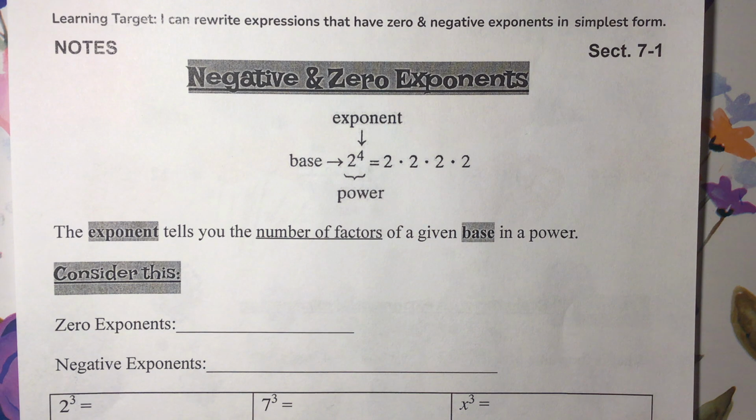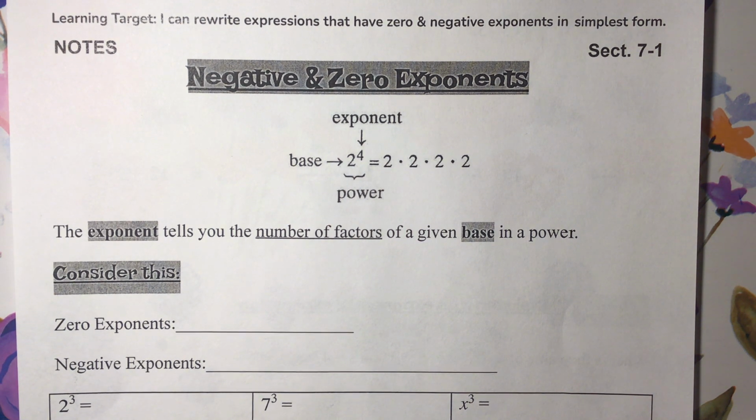We are moving forward out of Chapter 6 and into Chapter 7. We are in Section 7-1, and Chapter 7 is going to be all about exponents. So today we're beginning with zero exponents and negative exponents. What I'd like for you to be able to do by the end of this lesson is to simplify things into their simplest form, particularly expressions that have exponents in them.